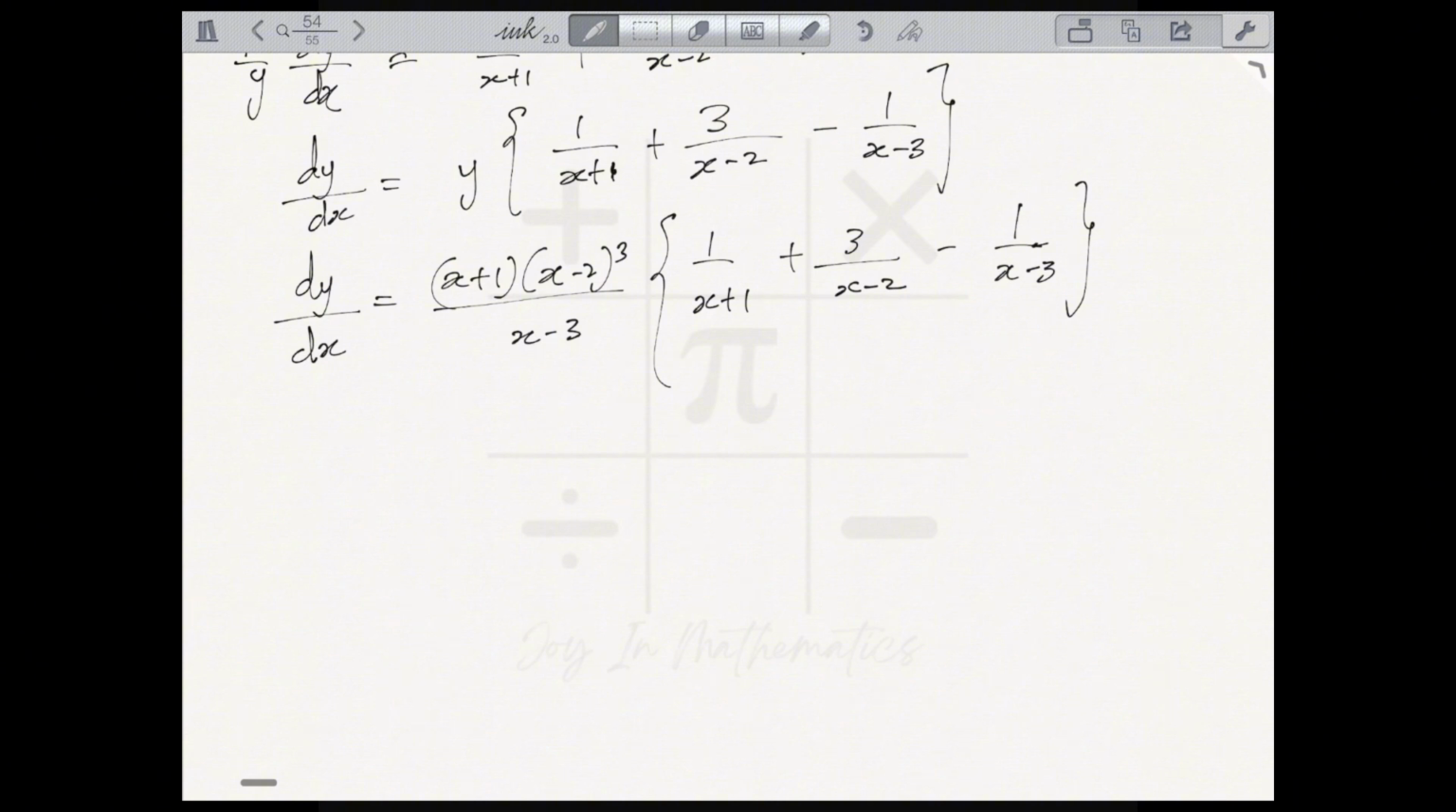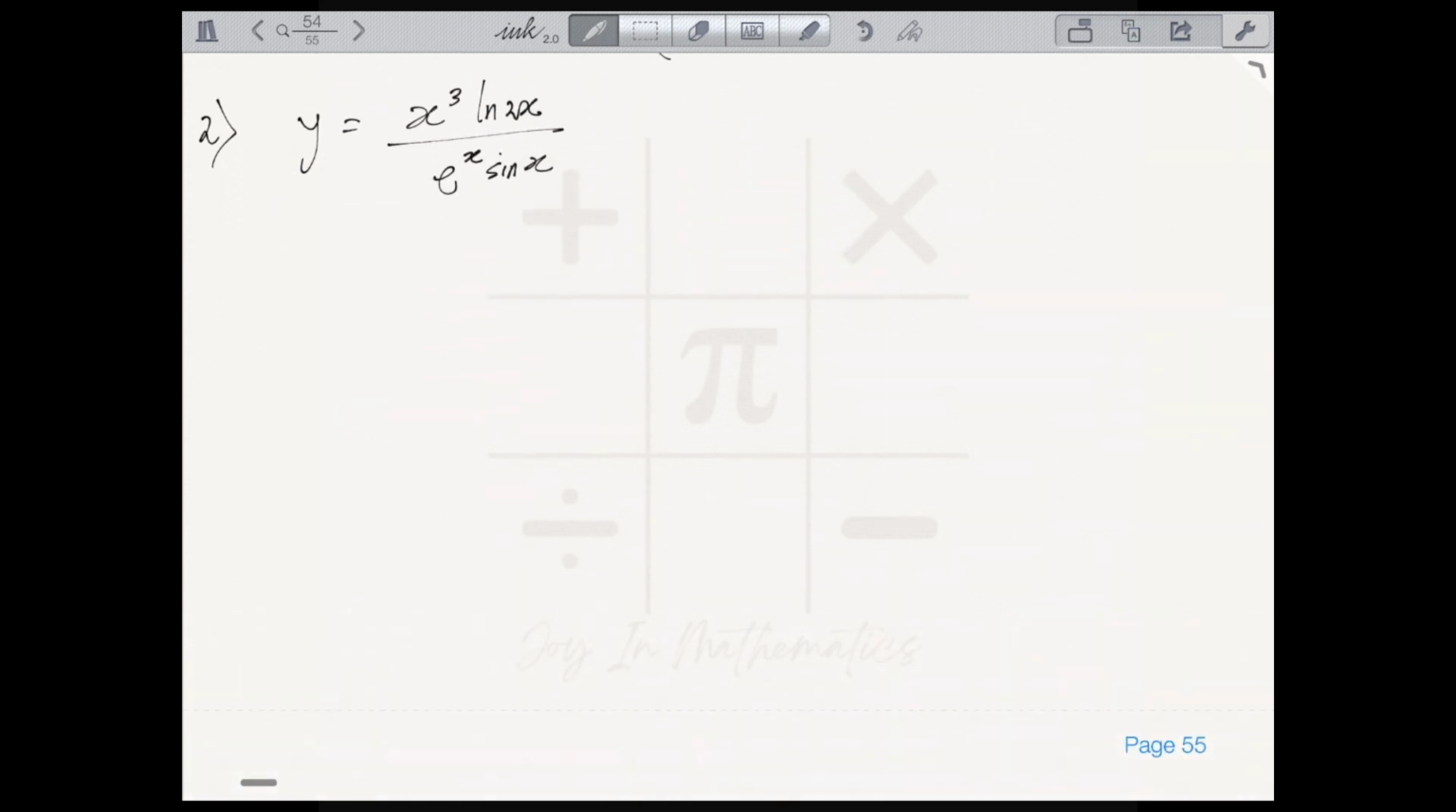Let's take another example. Example 2: given y is equal to x raised to power 3 ln 2x divided by e to the power x sine x. Now, as usual, the first step to do is to take natural logarithm of both sides. Therefore, ln y is ln of x cubed ln 2x divided by e to the power x sine x.